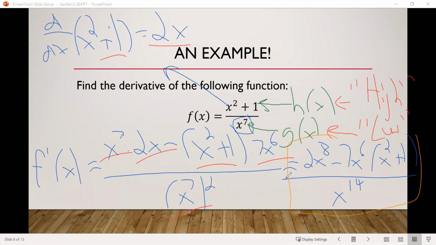I'm not going to want us to simplify anymore. If you wanted to, you could distribute this negative 7x to the 6th into both of these. You might be able to reduce some stuff because of the x to the 14th on the bottom. But for the most part, I'm not too concerned about that. We can just leave it just like this.